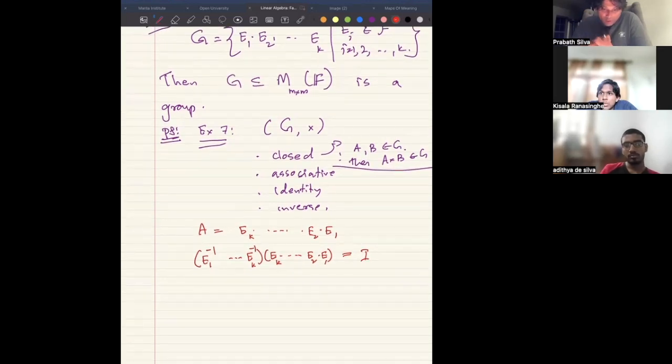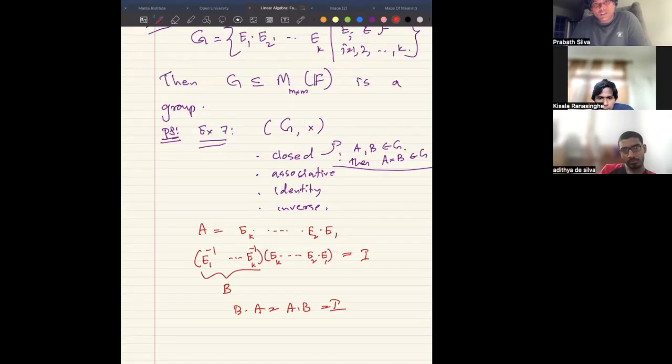And similarly, like when you prove the inverse of elements, you have to do this. Let's call this thing B. So you have to show that B times A equals A times B equals identity. You can see that if you multiply this the other way around, you will still get the identity. So that means this thing is a group.